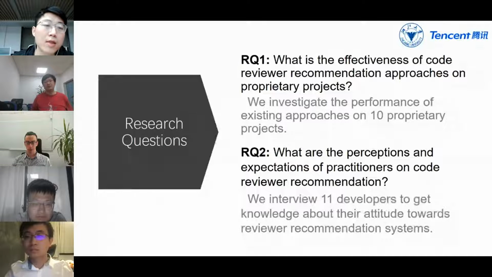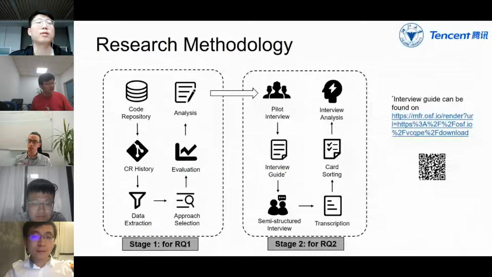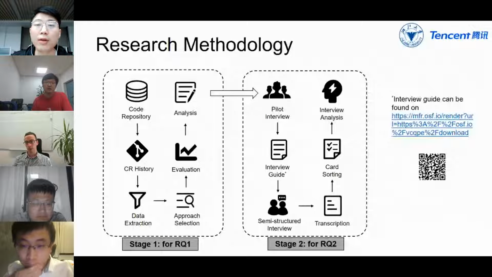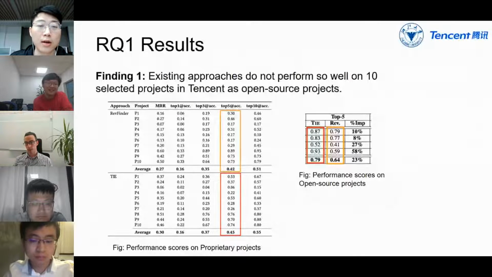Our research methodology consists of 2 parts. The left is the experiments, and the right is the interview. Our interview guide can be found at this URL. In summary, the first research question has 3 findings. The first finding is that existing approaches do not perform so well on the 10 selected projects in Tencent.